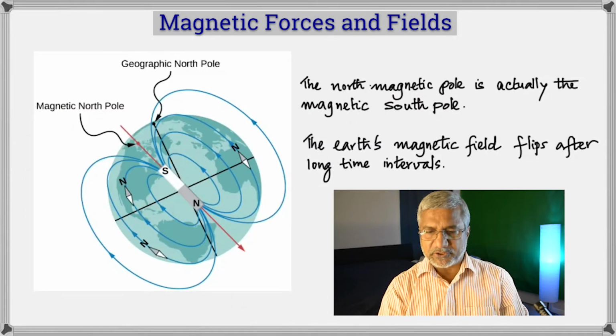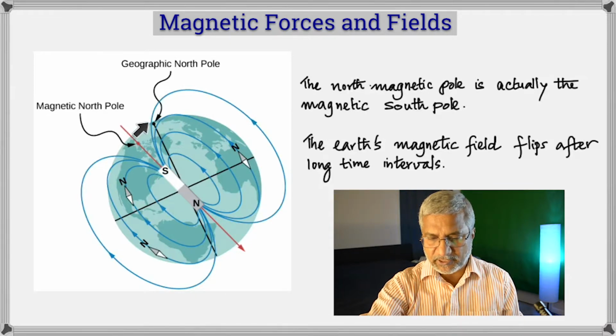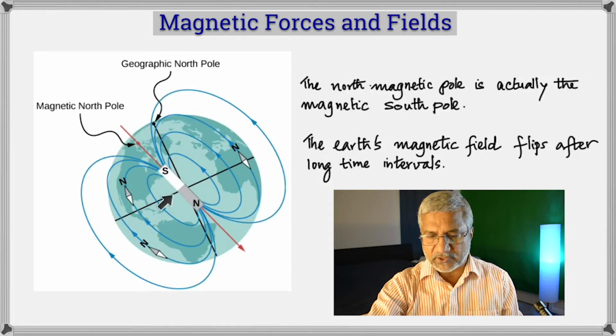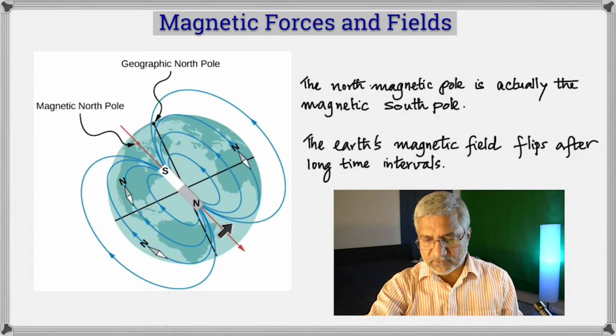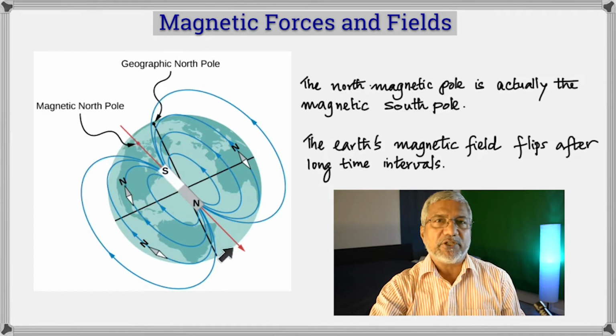Let's look at this picture. So when you see this diagram, you see that the geographic north pole is right there and the geographic south pole, and this line is actually called the geographic meridian. You have the magnetic north pole and the magnetic south pole. Okay, so that's one thing. So the geographic meridian is not the same as the magnetic meridian.